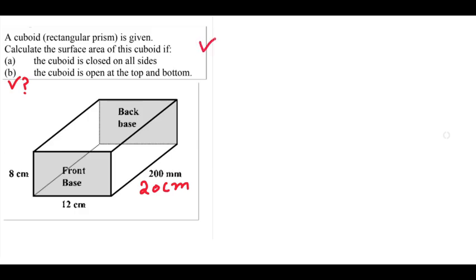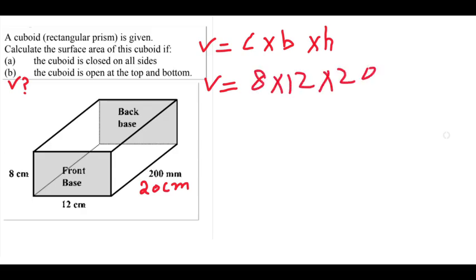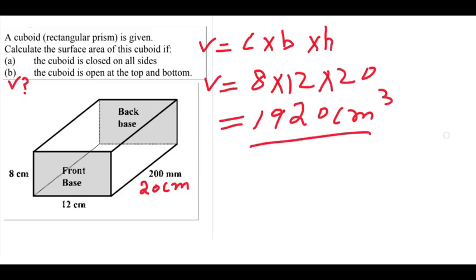So you're going to use the volume formula: length multiply breadth, or you can say width, same thing, multiply height. So the volume is all three sides multiplied. We have 8 multiply 12 multiply 20. The answer is 1920 centimeter cube. This is my final answer.